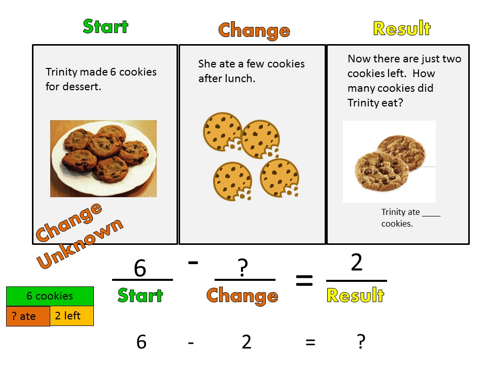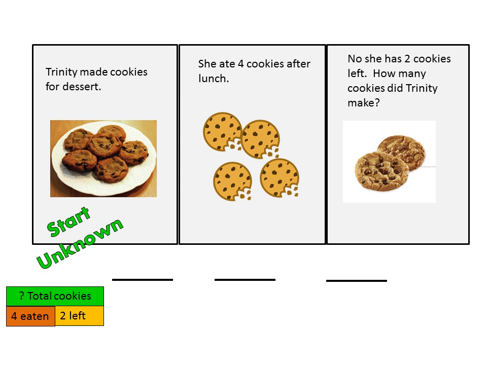We call this first equation, 6 minus unknown equals 2, the situation equation or the story equation. It is what is occurring. Then what do we call that other equation? It's the solving equation. It's what solves for the unknown. What about the start unknown? It is the hardest kind of separating story problem.